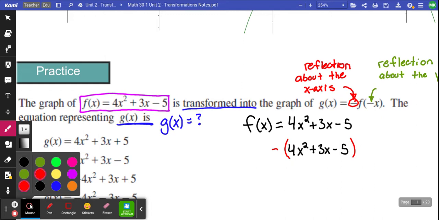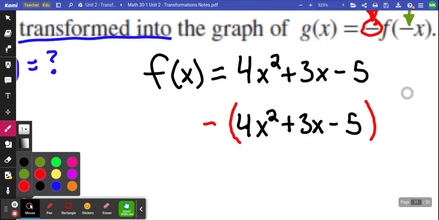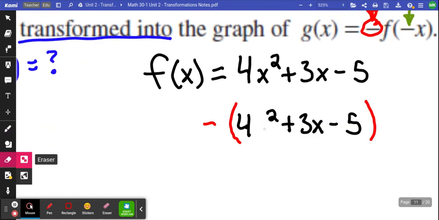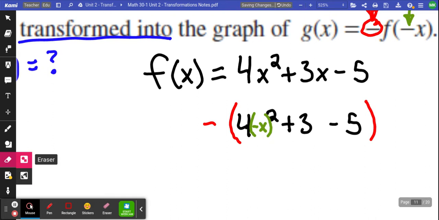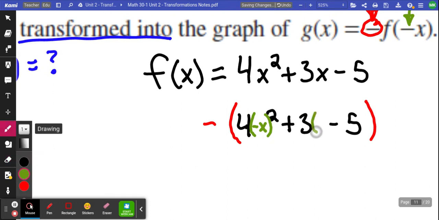The green negative is saying take x and change it to become negative x. So what that means is this is no longer x squared. This is now negative x squared. This is no longer x. This is negative x.